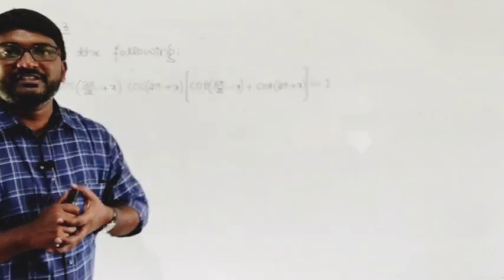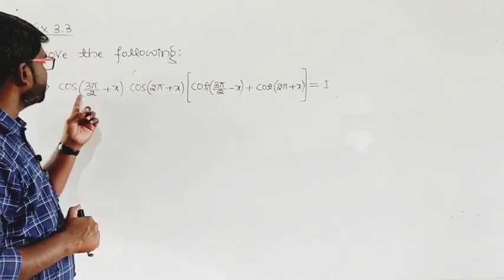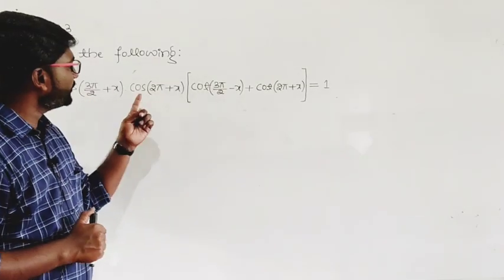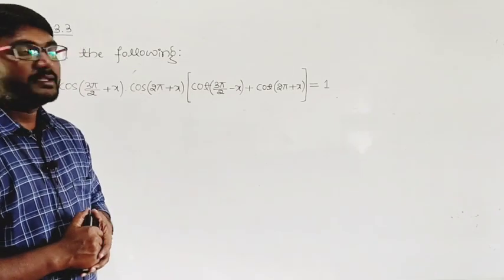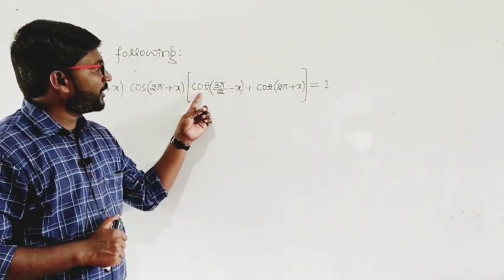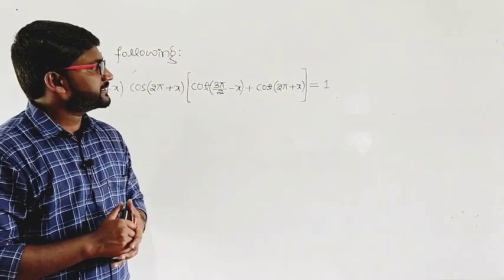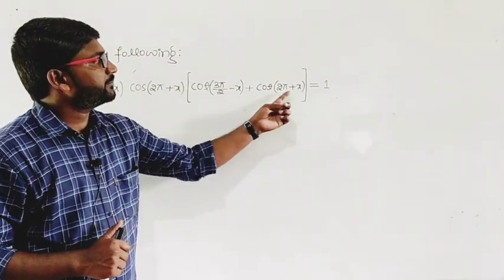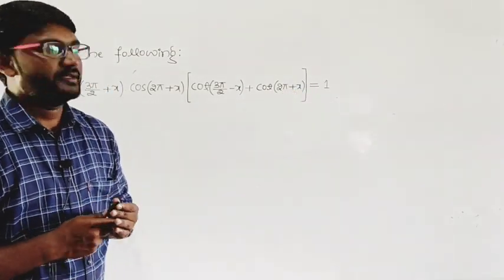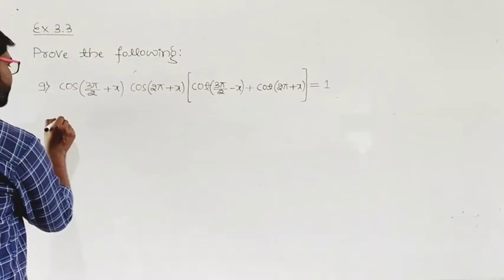Well, the 9th question, it is prove that cos 3 pi by 2 plus x into cos 2 pi plus x, into the square bracket cot 3 pi by 2 minus x plus cot 2 pi plus x, which is equals to 1. So let us take up the left hand side.